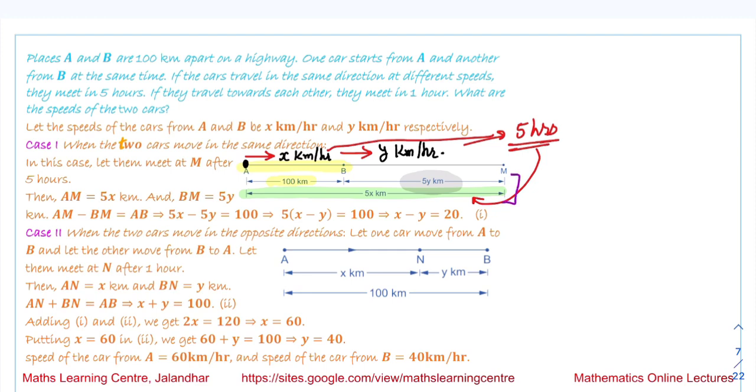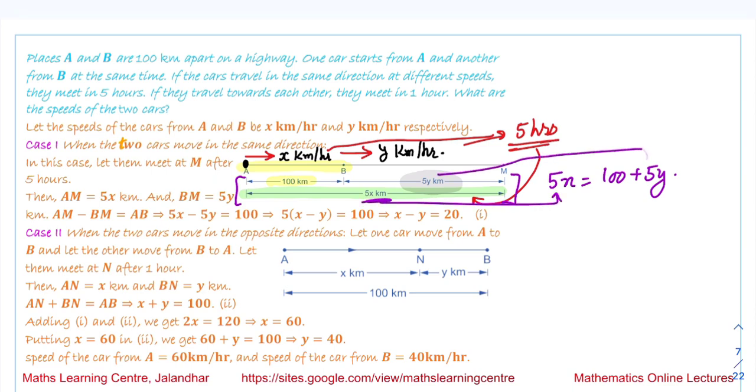Look at this situation over here. So what we have is that 5x is equal to 100 plus 5y. That is the distance traveled by this car. We are saying it is 5x. This is the distance traveled by this car. It is 5y plus 100.